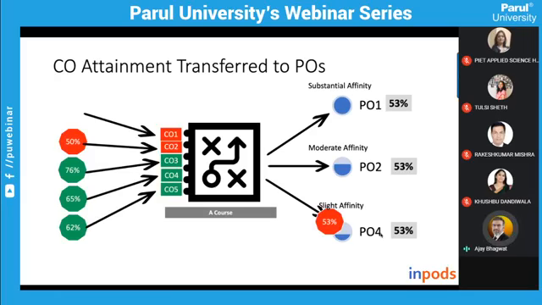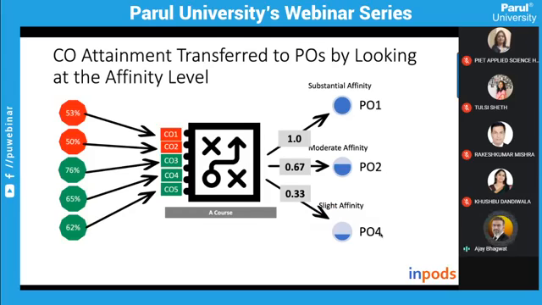76 also will transfer 76, 76, 76. And then you will have to average out the attainment of the PO from this course. There is a second school of thought that says that when the attainment of the course outcomes is transferred to the POs, it is ideal to look at the affinity levels, and then you transfer the percentage.